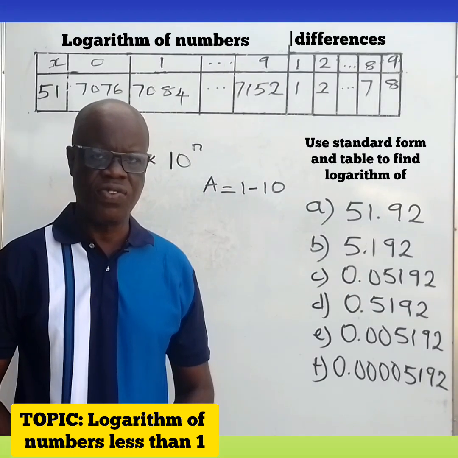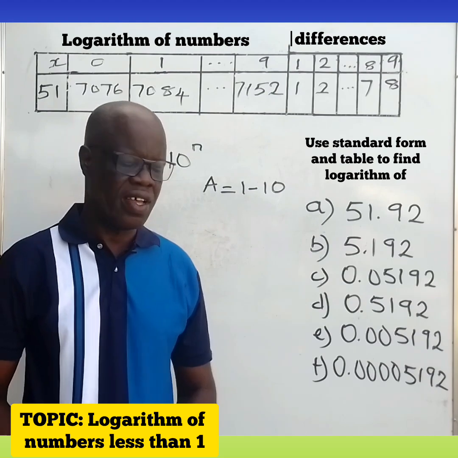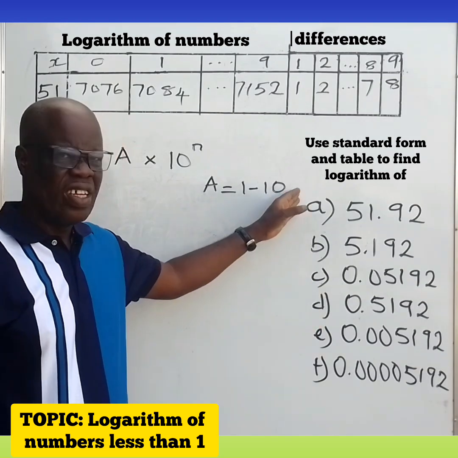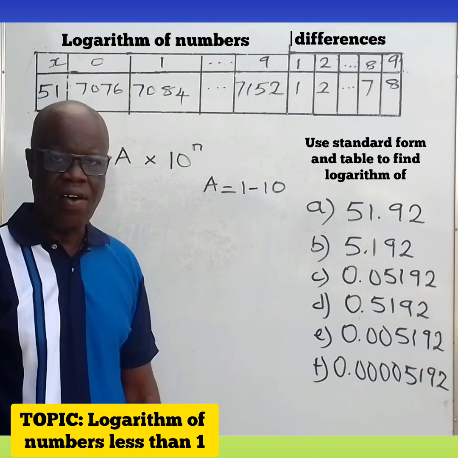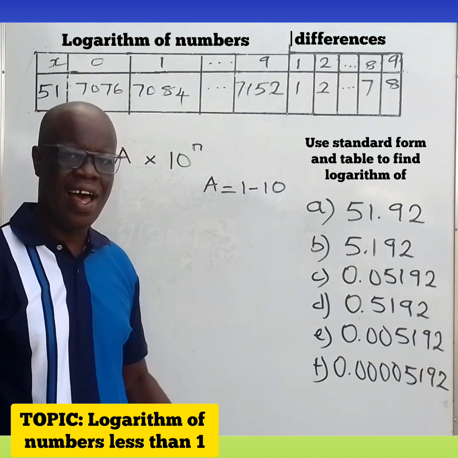This is Maths Made Too Easy, where we teach for you to understand and to be able to pass your exam. Today we want to look at this question. The question says we should use standard form and table to find the logarithm of this. Our interest today mostly is to look at logarithm of numbers that are less than 1.